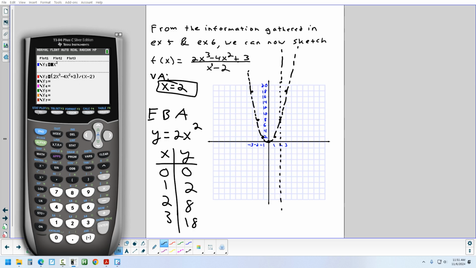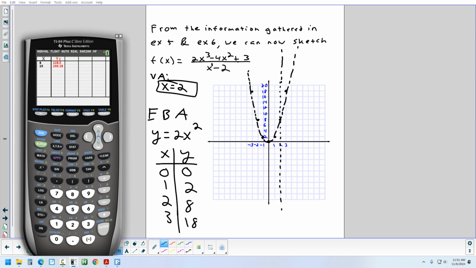Always start near your vertical asymptote and pick some points around that. What would be a good point I could check that's very close to my vertical asymptote? 1.999. I'm at negative 3,000. So put the point down as far as you can.